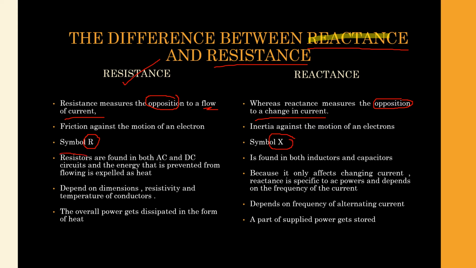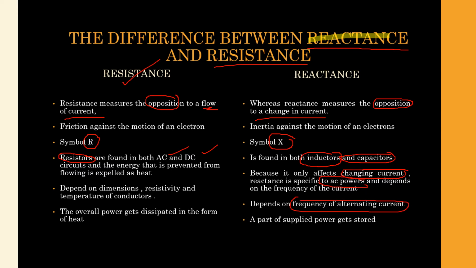Resistance is found in a resistor. Reactance is found in an inductor and a capacitor. And a resistor is found in both AC and DC circuits. The energy that is prevented from flowing is expelled as heat. That means the energy is dissipated as heat when the current flows in a resistor. But reactance only affects changing current, so it is specific only to ACs, and it depends on the frequency of the alternating current.